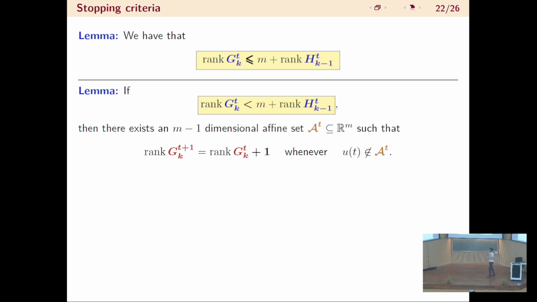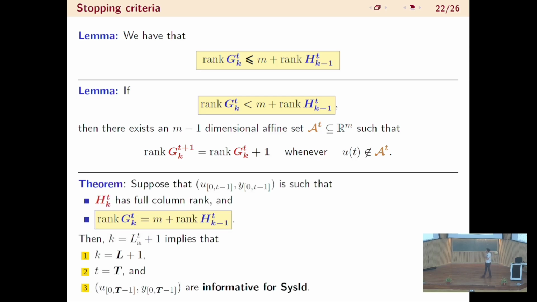Now let's have a look at what happens when I have equality over here. So, we have the following theorem. It says the following. So suppose that my input-output data are such that the Hankel matrix H_k has full column rank, and now I have that the rank of G_k^T is equal to the right-hand side over here. Then the theorem says the following. This is arguably the most important point.